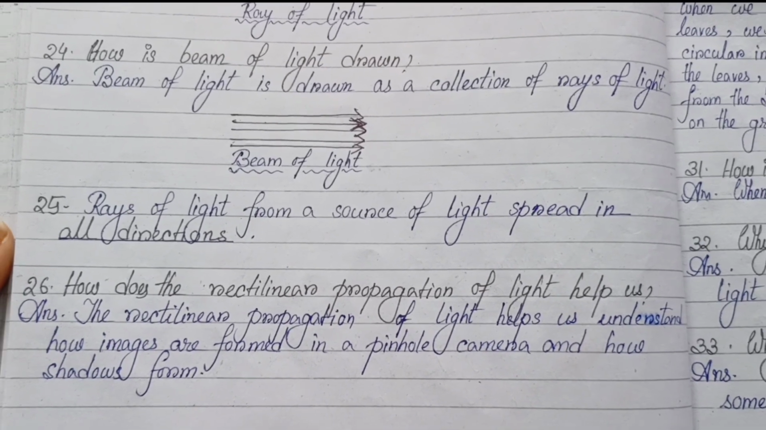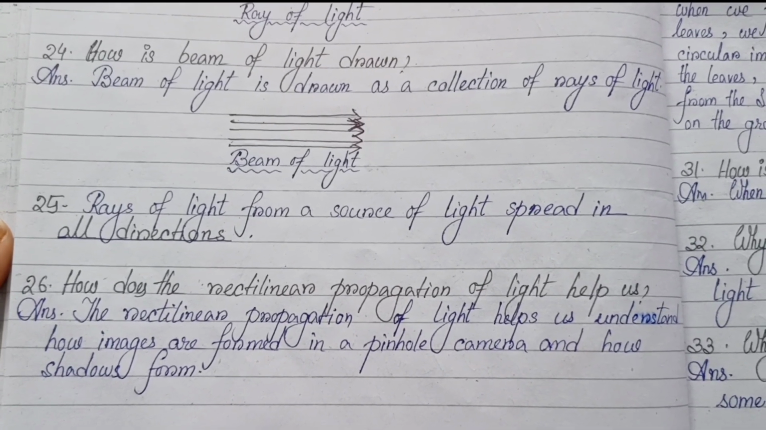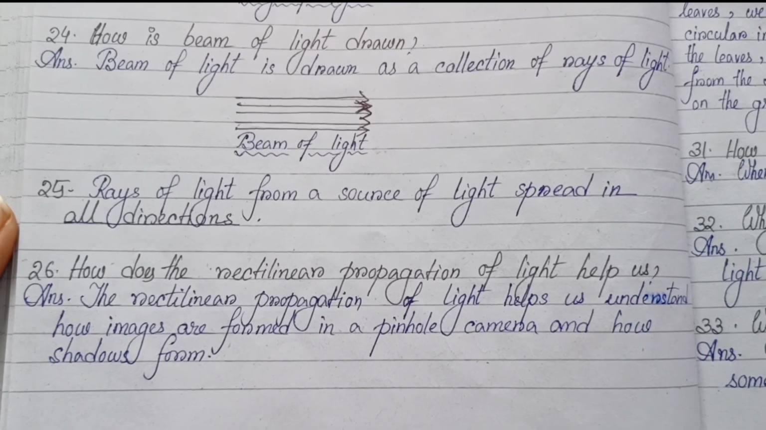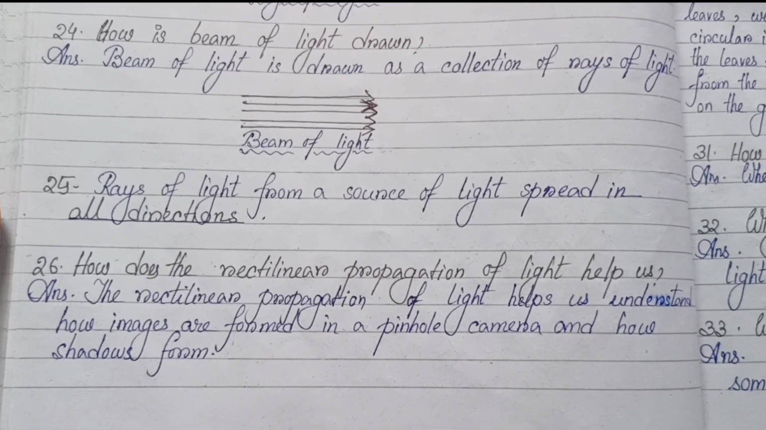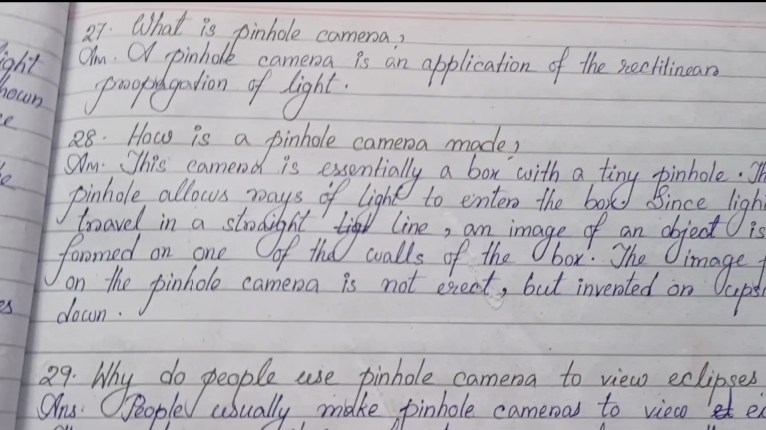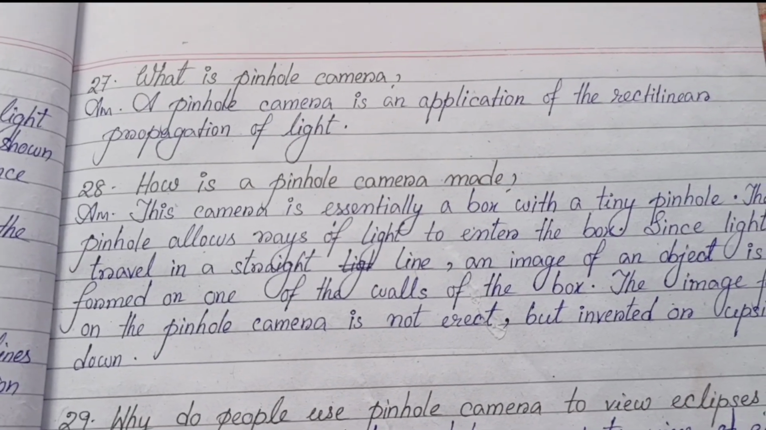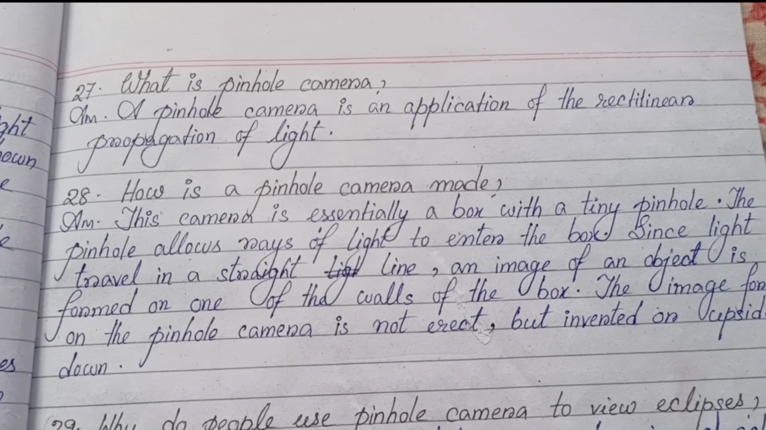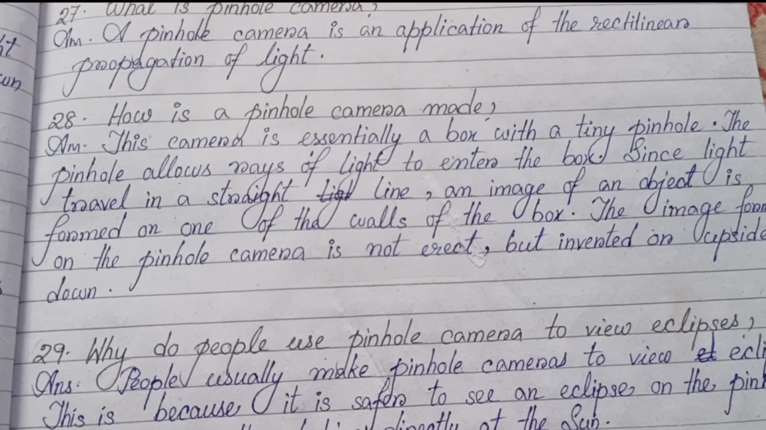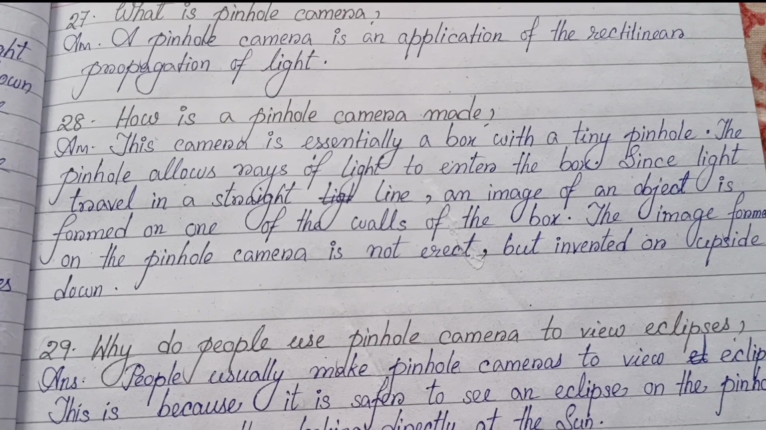Number 26, how does the rectilinear propagation of light help us? The rectilinear propagation of light helps us understand how images are formed in a pinhole camera and how shadows form. Number 27, what is pinhole camera? A pinhole camera is an application of rectilinear propagation of light.